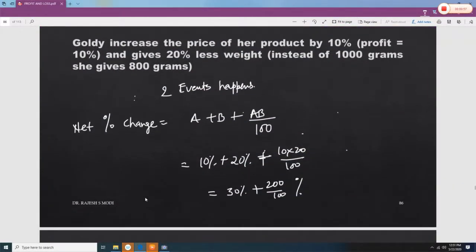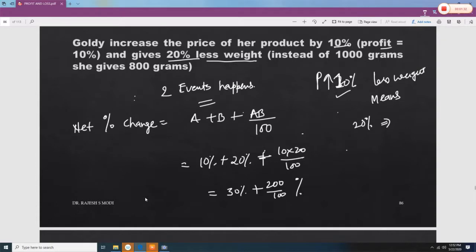Let's say Goldie increases the price of her product by 10%. So 10% is the profit, and she gives 20% less weight. Now two events happen. First, the price is increased by 10% and then she gives less weight. Why is the person giving less weight? To make more profit. So here don't get confused with the less weight. Here less weight is also a profit. So 10% and then 20% less weight means 20% more profit. So we have to use the AB formula.